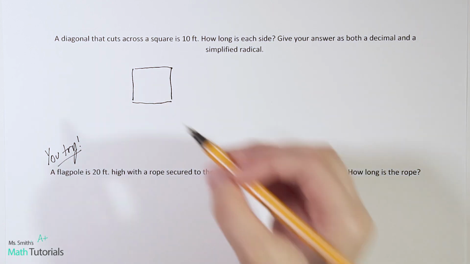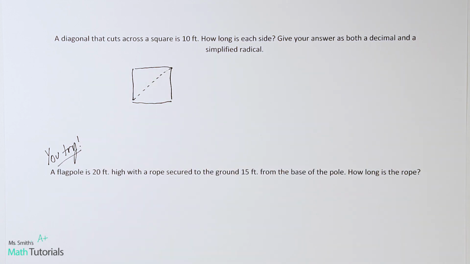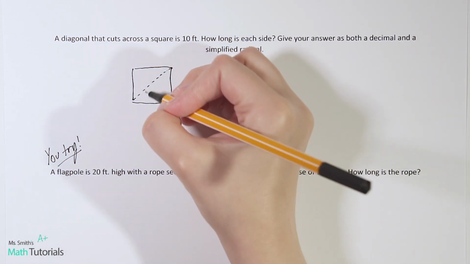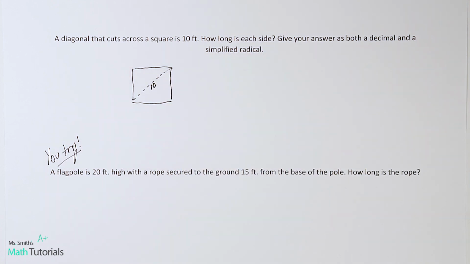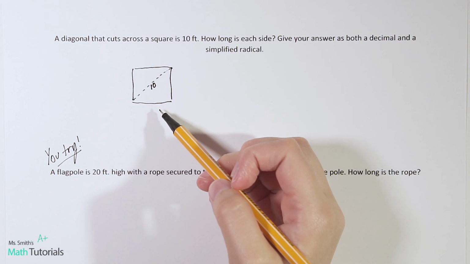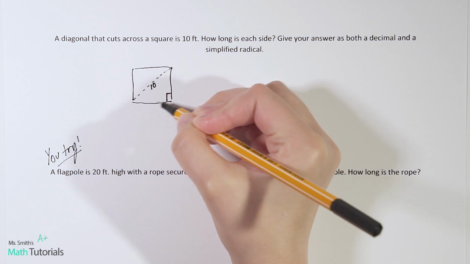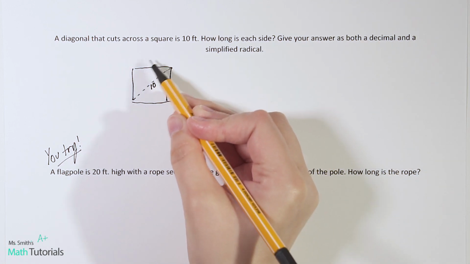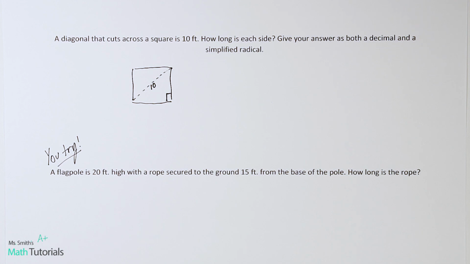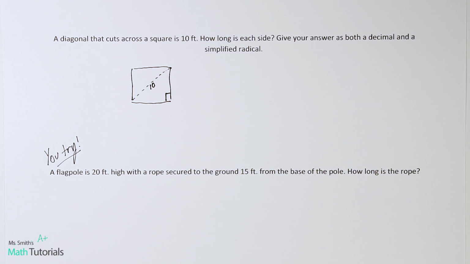Right? And it says that I have a diagonal that's cutting across the square. And that diagonal is 10 feet. Now, it wants to know how long is each side. So you may be thinking, well, I know that to use Pythagorean Theorem, I have to know at least 2 sides, right? But the fact that this is a square tells us that all sides will be the same length. That's the definition of a square. All sides are equal to each other.